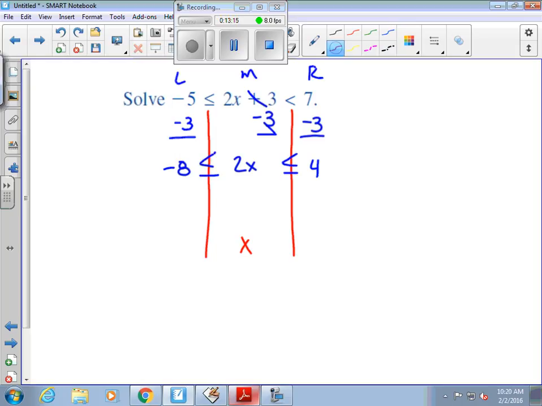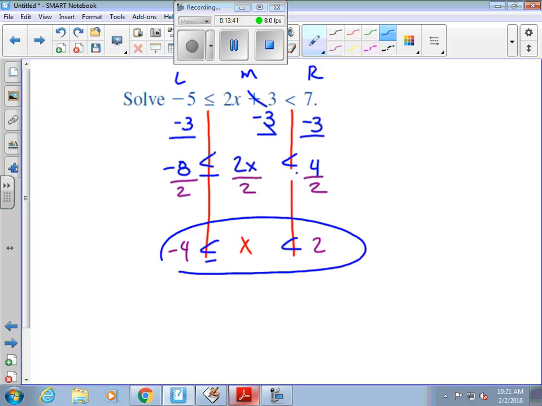The last thing you do is undo 2 times x by dividing by 2. What you do to the middle, you do to the left and the right. Negative 8 divided by 2 is negative 4. 4 divided by 2 is 2. You divide by a positive 2. So again, you do not reverse the symbol. It's not "or equal to" on the right, excuse me. It's just less than, and this one is "or equal to." So negative 4 is less than or equal to x, which is less than 2.